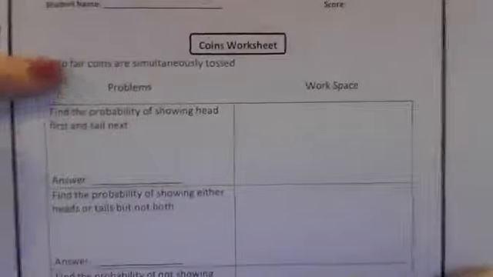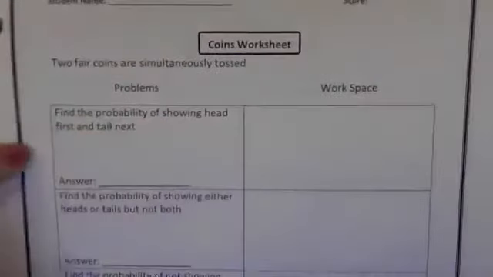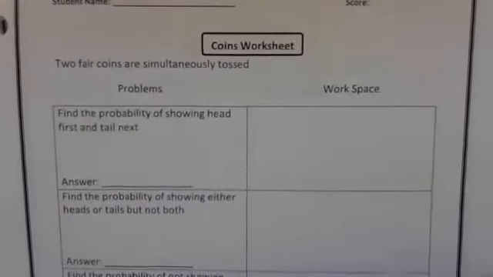Coin worksheet up at the top. I don't think it has anything. It says find the probability of showing a head on the first and tail on the second. Okay.